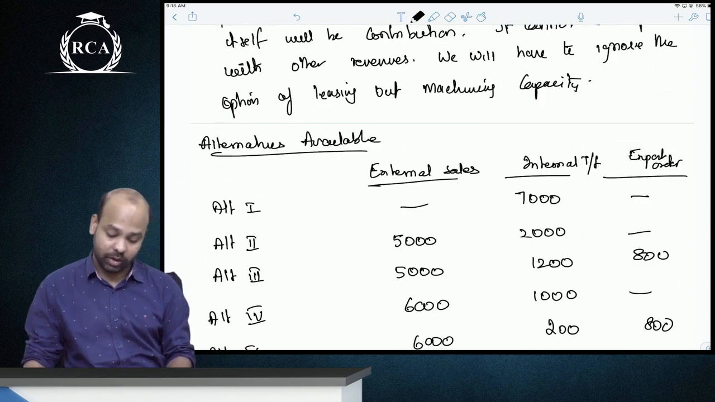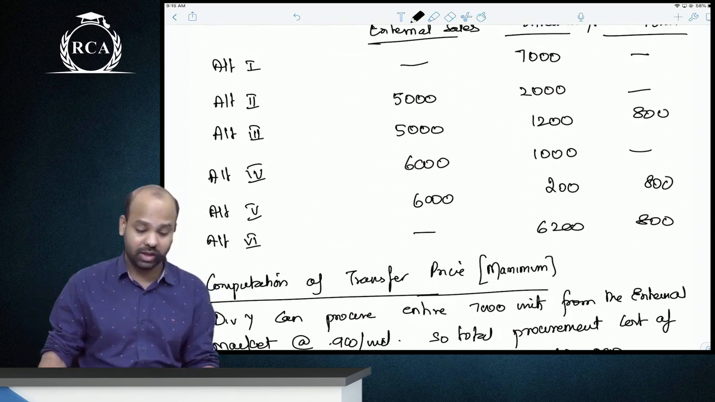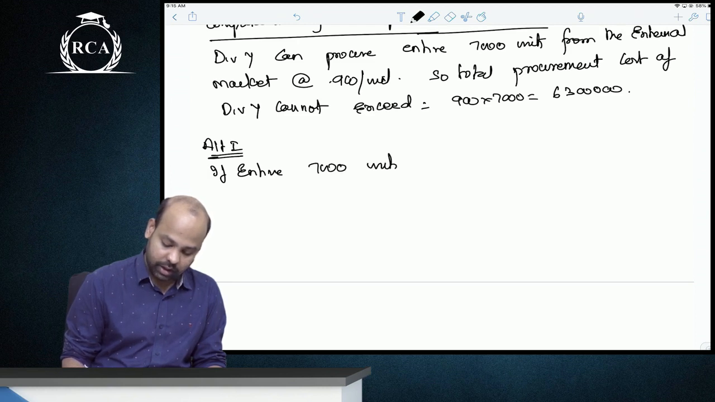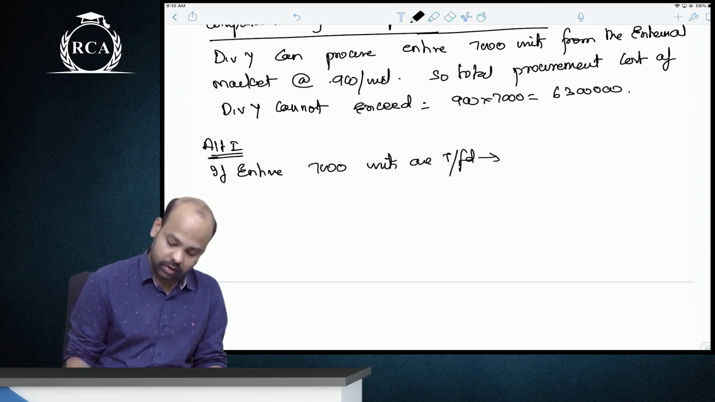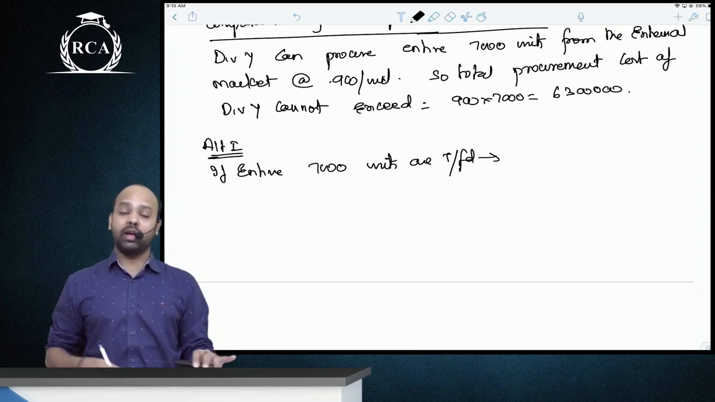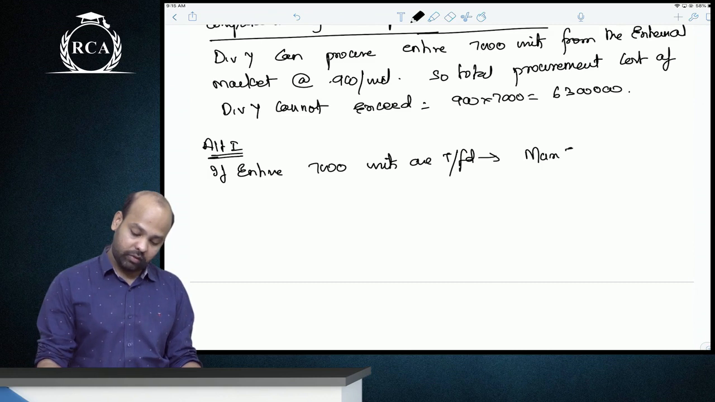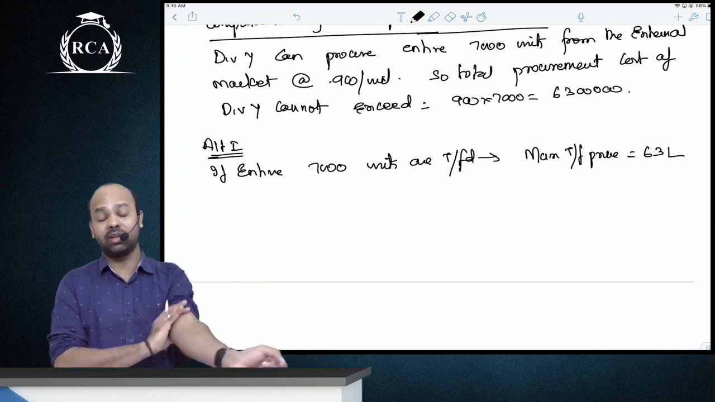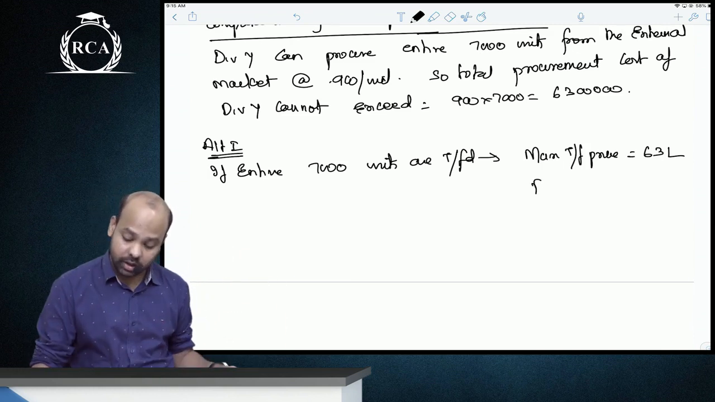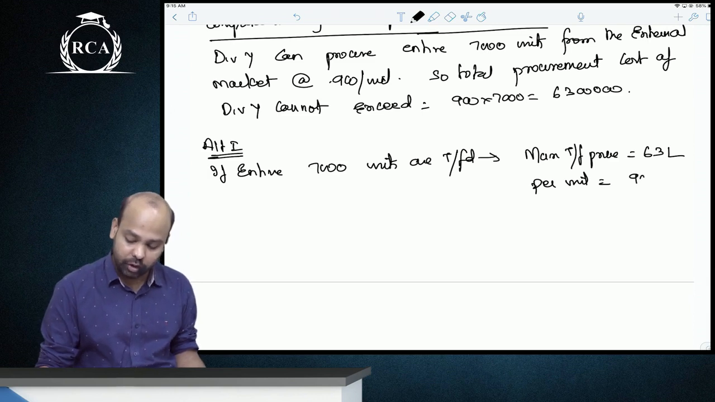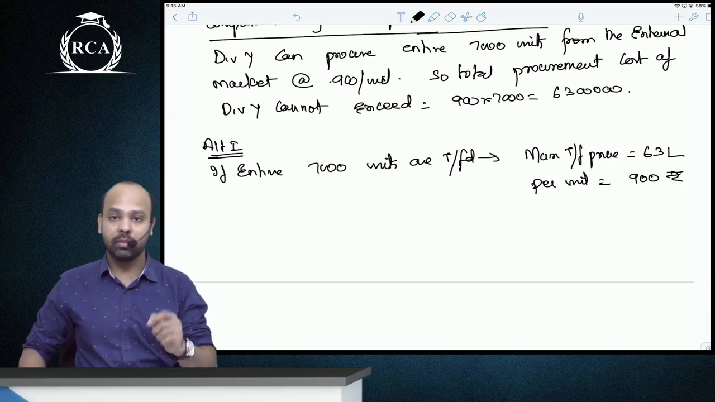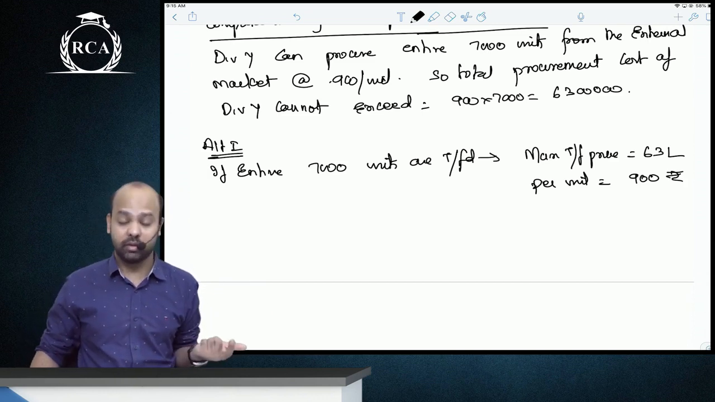Now look, beta, in case 1, alternative 1, listen carefully. Alternative 1: if the entire 7,000 units are transferred, your maximum transfer price would be 63 lakhs. They will be like, okay, we were anyways paying 63 lakhs in the outside market, we will give you 63 lakhs. So per unit, it would be 900 rupees. Division Y will say, take 63 lakhs and get lost. This is what they will tell us.